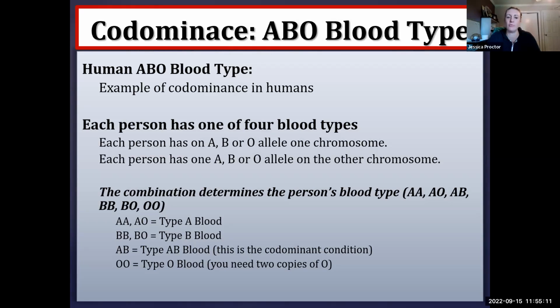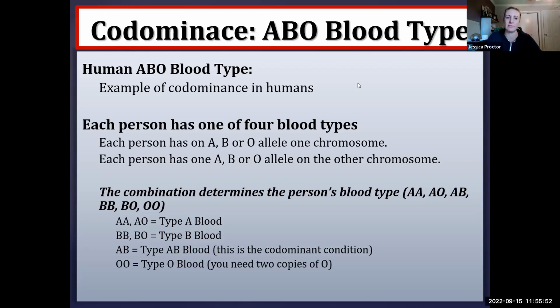But every single person has one of 4 blood types. You will either be blood type A, blood type B, blood type AB, or blood type O. And the combination of your alleles that you've inherited from your parents will determine your ABO blood type. So remember, on the homologous chromosomes, we're inheriting one of those from mom and one of those from our father. So each person will inherit either an A, B, or O allele from their mother, and each person will inherit either an A, B, or O allele from their father. And the combination will determine that person's blood type.